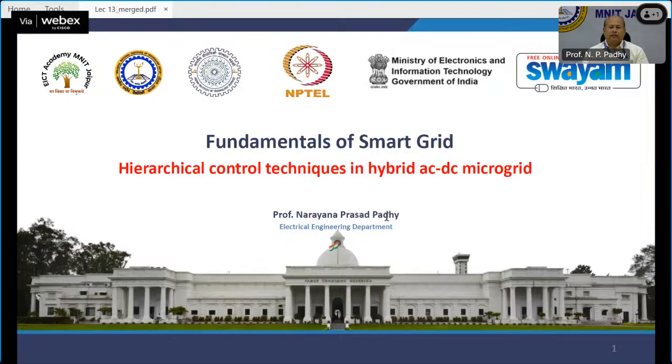The biggest challenge today is that whenever a microgrid is connected to a main grid, we connect both the AC grid and the DC grid using an interlinking converter. The interlinking converter plays a very important role in managing not only the power but also the energy of the whole microgrid.